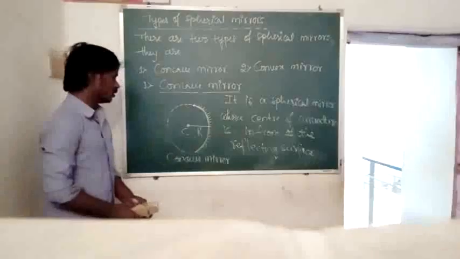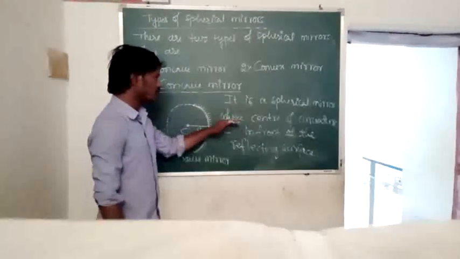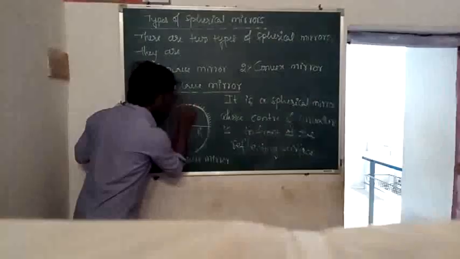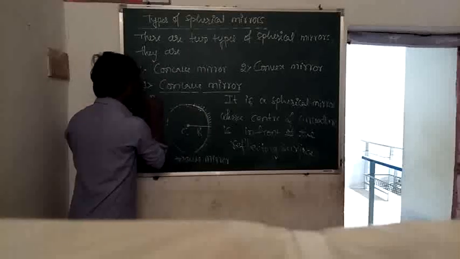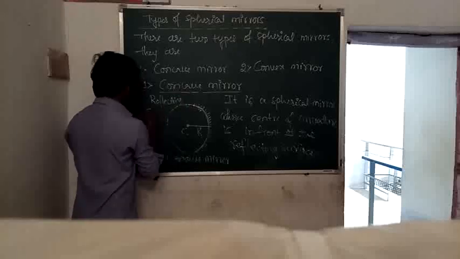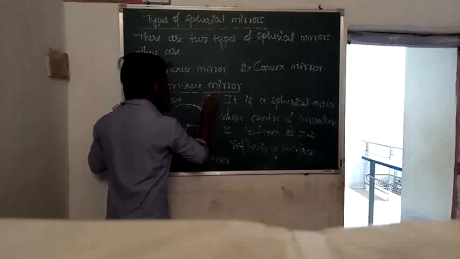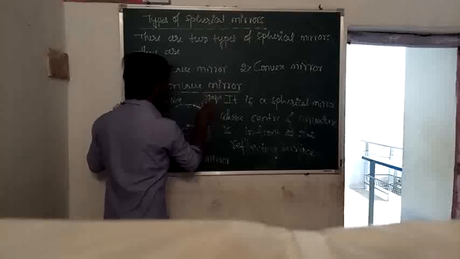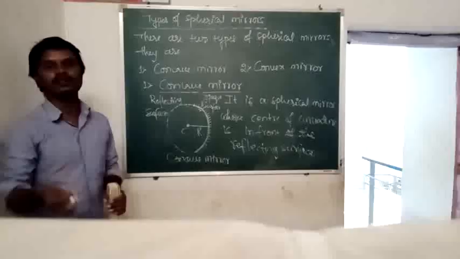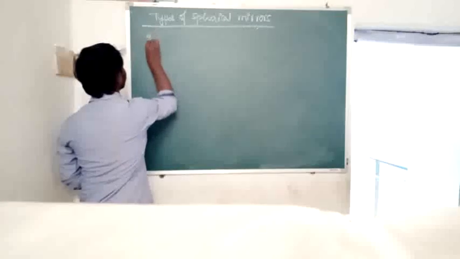So in the diagram shown here, what is a concave mirror? A concave mirror is a spherical mirror whose center of curvature is in front of the reflecting surface. This surface is the reflecting surface, because here the reflection of light takes place. And this surface is the opaque surface. Always in the case of a mirror, one side is reflecting and the other is opaque. The second type of spherical mirror is the convex mirror.